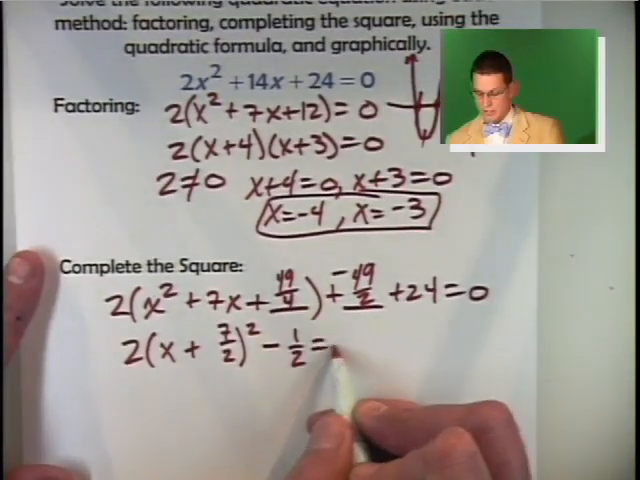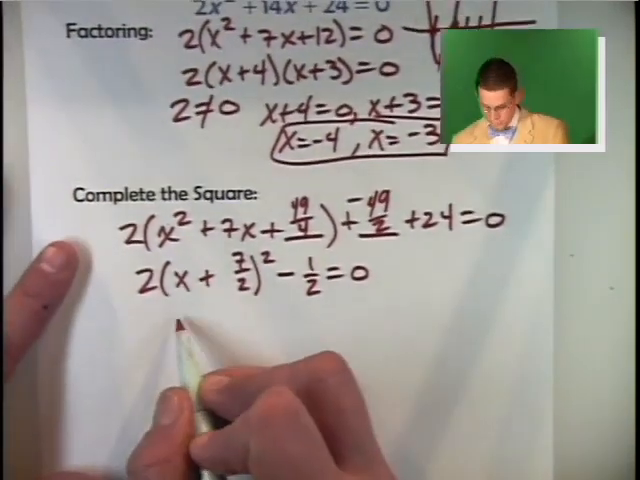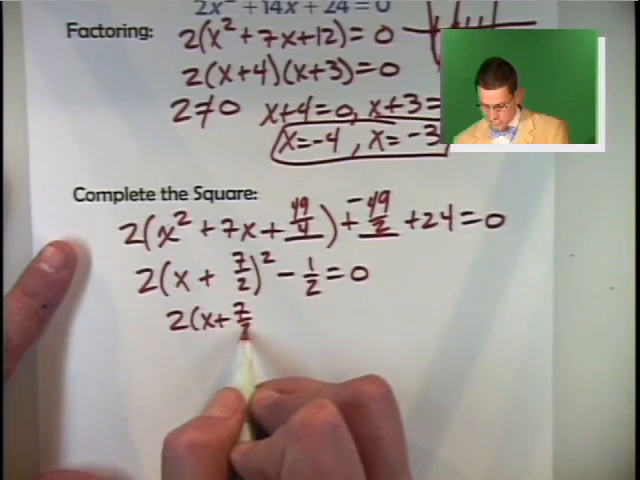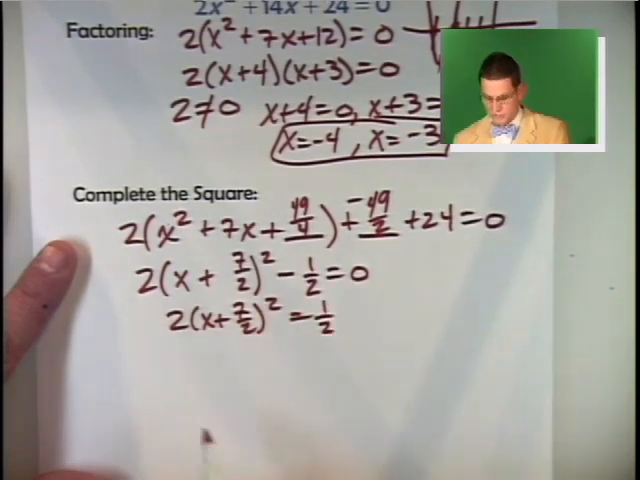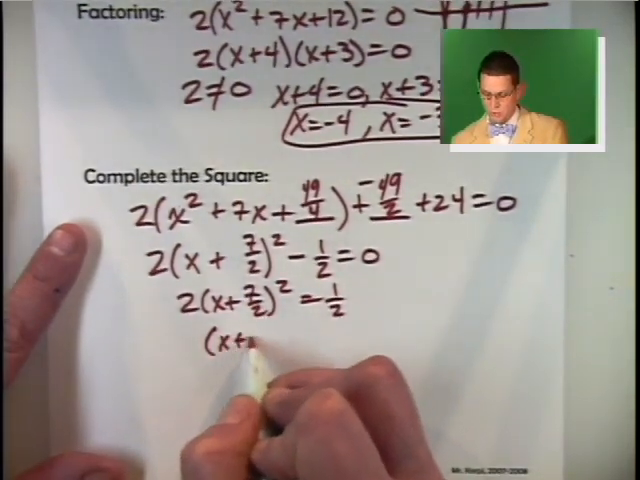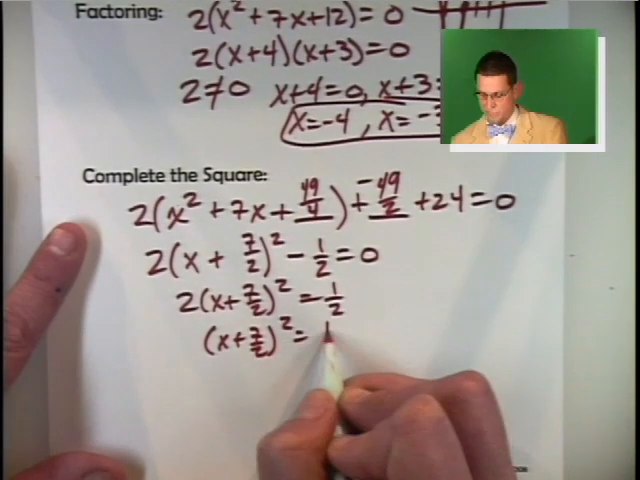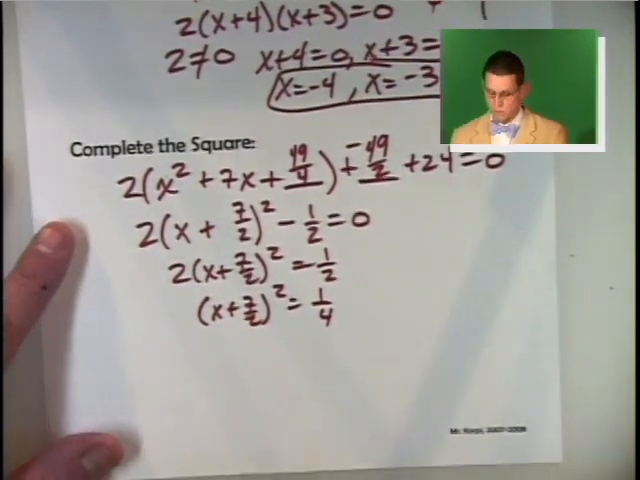All right? Now it's still equal to 0. So what I can do now is I can start doing a little bit of algebra. I can bring the 1/2 to the other side. I can divide through by 2, and I get 1/4. And now I'll take the square root of both sides.